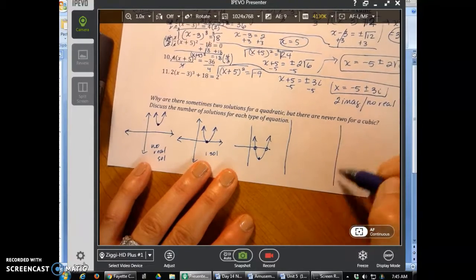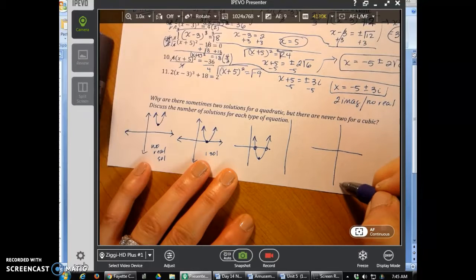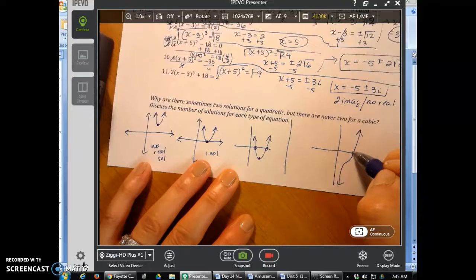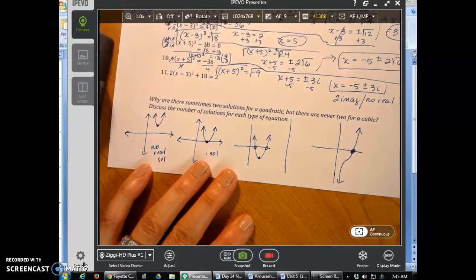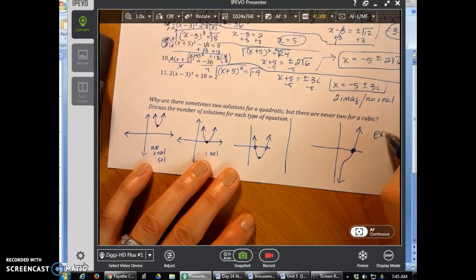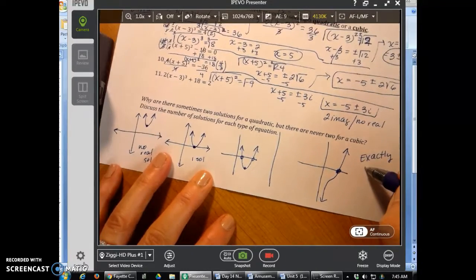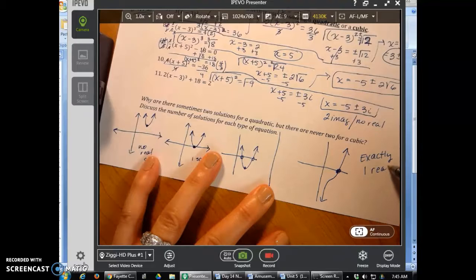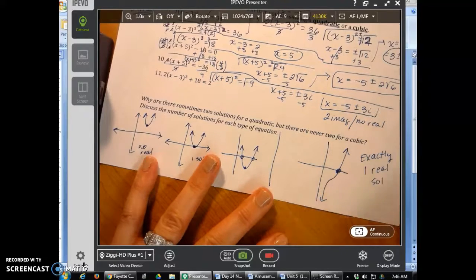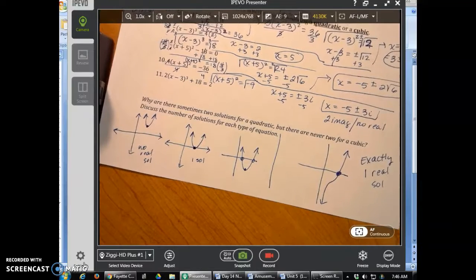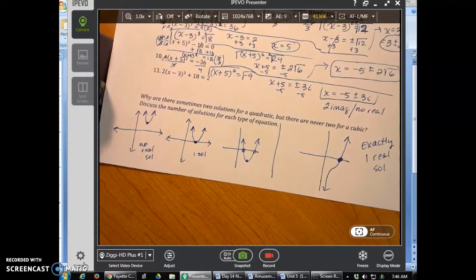The cubic function, though, no matter where you put it, shift it, translate it, reflect it, whatever, it will always cross the graph exactly one time. So always have exactly one real solution. It may be irrational or it may be rational. You just don't know until you solve for it. But that is today's lesson, and just work on doing the homework, and we'll check it tomorrow.